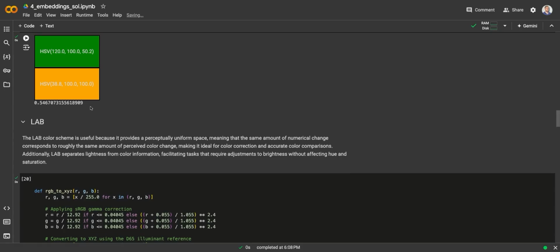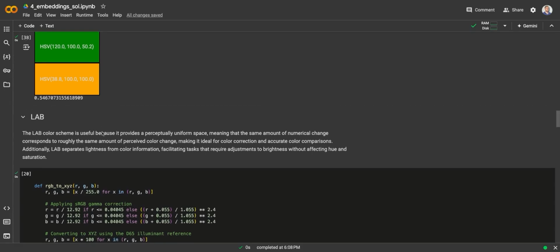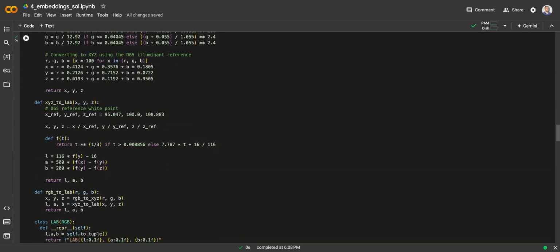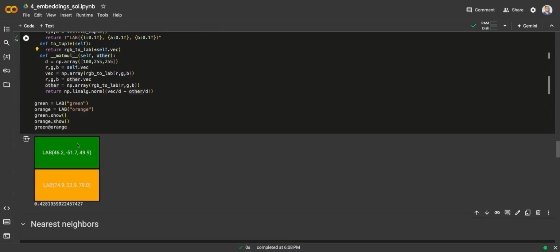Next is the LAB representation, which is considered by photographers to be the most natural one, and it's supposed to be relatively linear. Let's have a look at how those coordinates look. The LAB representation for green and orange are those numbers. Note that LAB coordinates can be negative, and the distance between green and orange is even closer, 0.4.